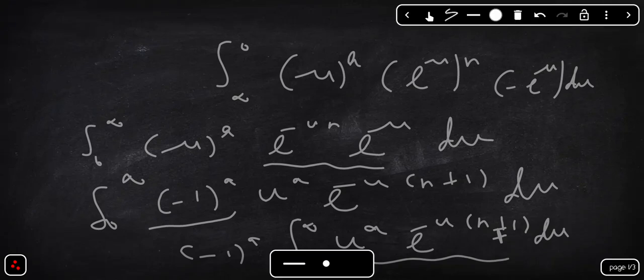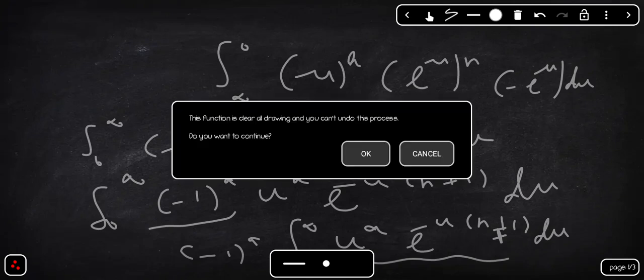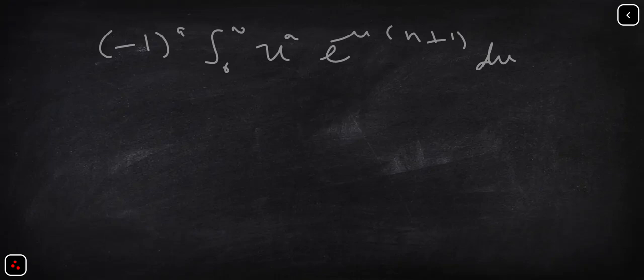So I'm going to make another substitution. And what substitution am I making? Let me cancel this. We have minus 1 raised to the power of a, integral from 0 to infinity, u raised to the power of a, then e raised to the power of minus u into bracket n plus 1, du. That's where we stopped. So I'm going to make another substitution.